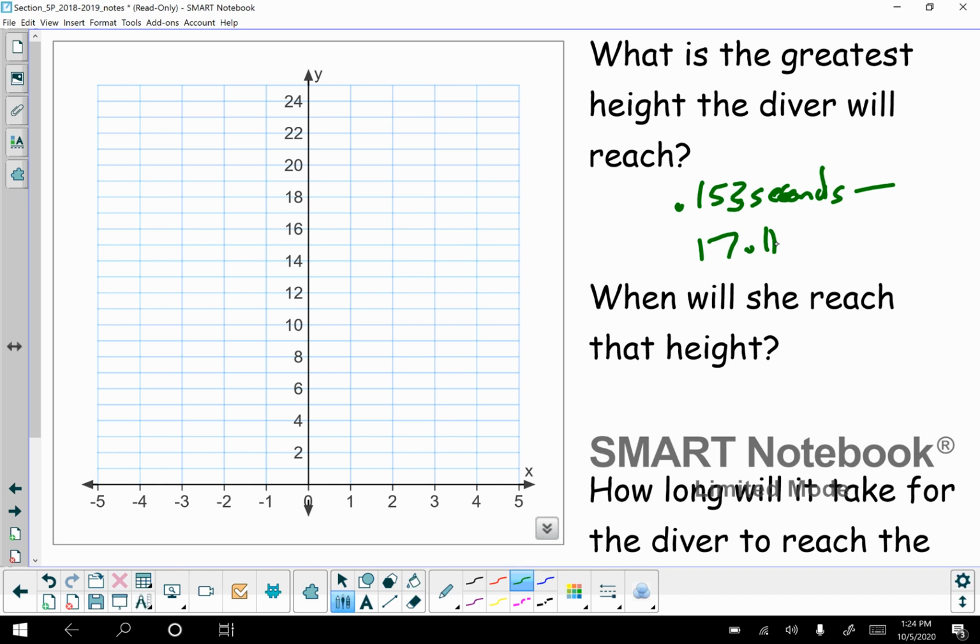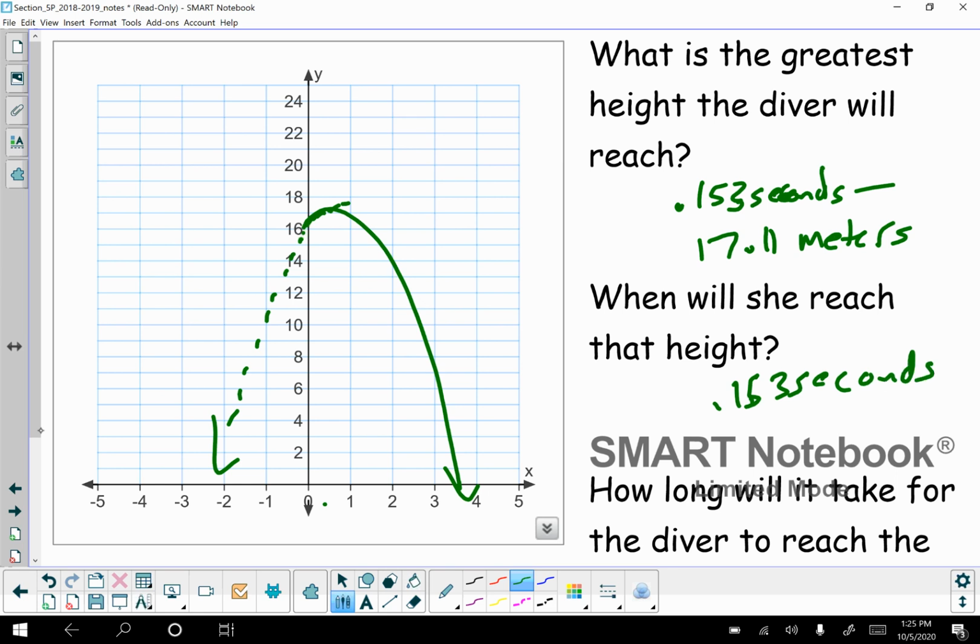17.11. What is the greatest height? So he's 17.11 meters above. So basically this took place here, goes up just a little bit higher, and then once he's gone 0.153, he's gone to his maximum height. So this is basically going to do this. This side of the parabola we're going to ignore, but when will we reach that height? 0.153 seconds.